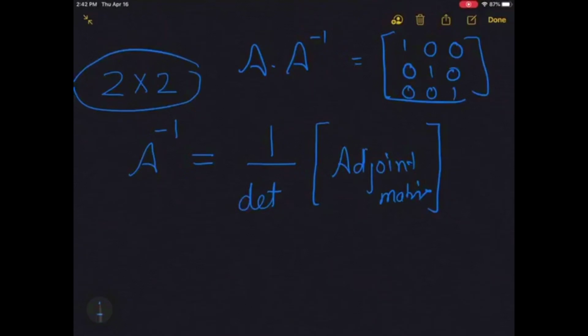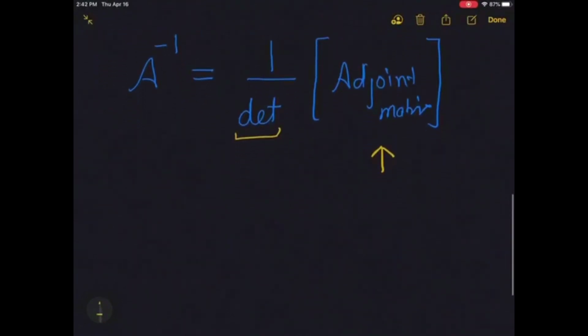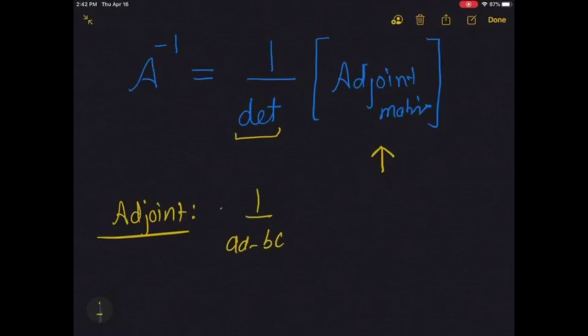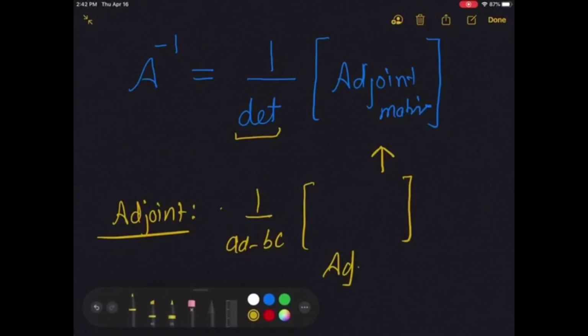I guess you already know what determinant means, right? We already know how to figure that out. How do we find the adjoint matrix? Let me show you that. Let's talk about that first. Basically, this is the first equation at the top of the third page, where you see 1 over AD minus BC, and whatever matrix you see next to that is called the adjoint.